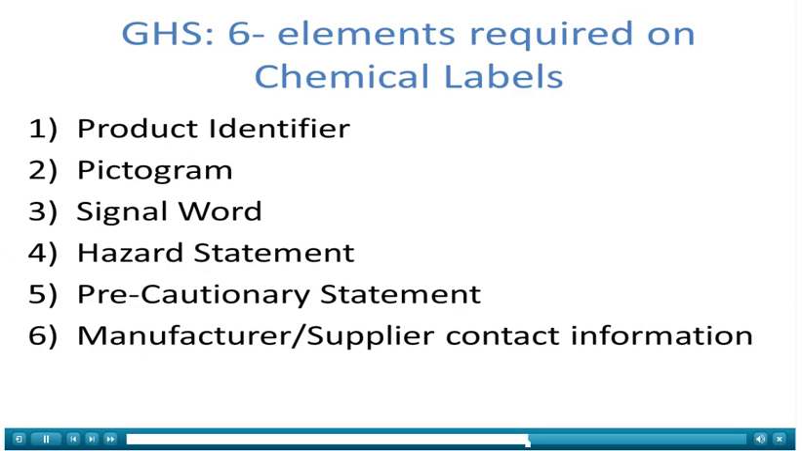GHS, 6 elements required on chemical labels. Product identifier. Pictogram. Signal word. Hazard statement. Precautionary statement. Manufacturer supplier contact information. Chemical labels must be printed in English. Alternate languages can be added to label, but must contain same 6 label elements.